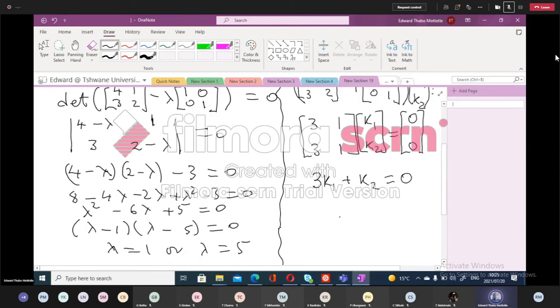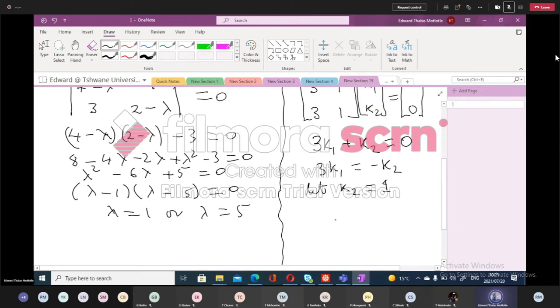So we get this equation. Now, 3k1 is equal to minus k2. Now, if we let k2 be equal to 1, you can let it be anything here, okay? Then what is the value of k1? k1 will be equal to what?